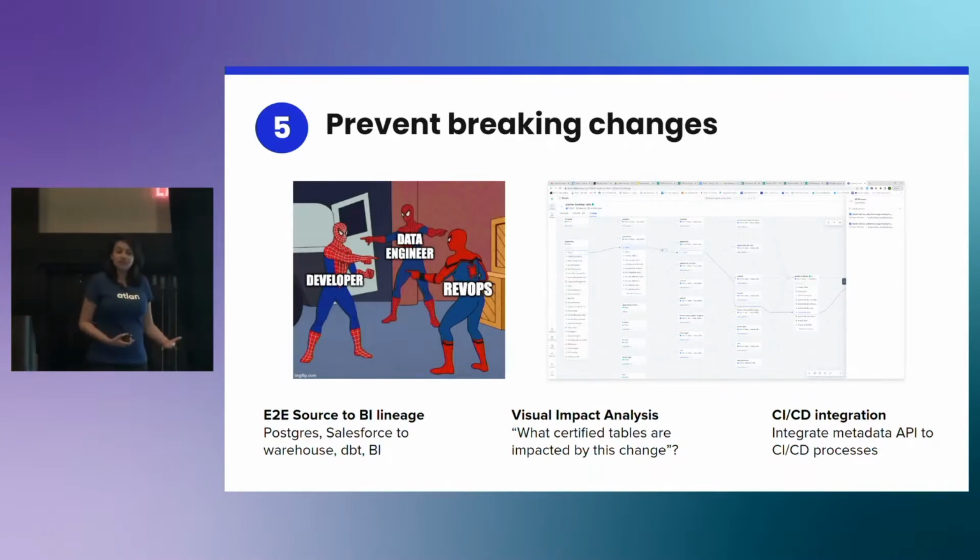And some of the interesting use cases we're starting to see is integrating this into your CI/CD pipelines naturally. So when you're in a CI/CD pipeline, integrate a metadata API into the CI/CD process, and see what impact it's going to create downstream, before a change is actually pushed into production.